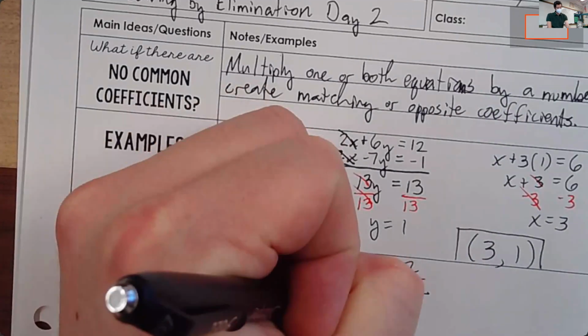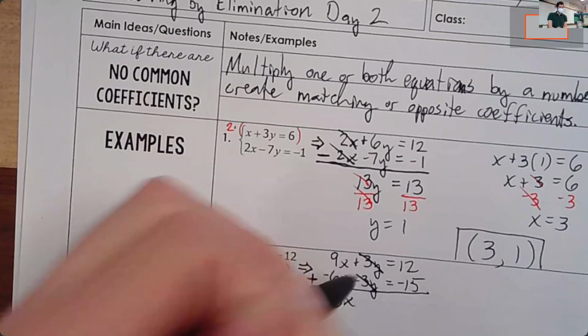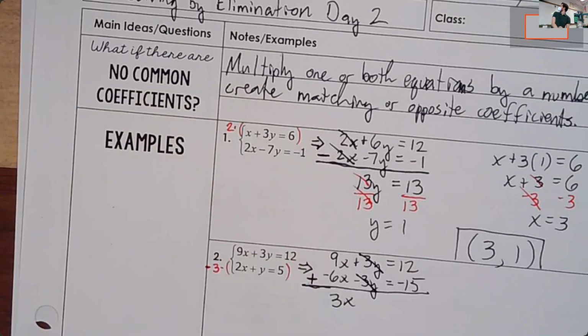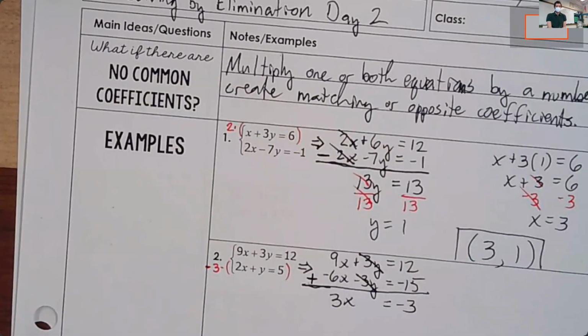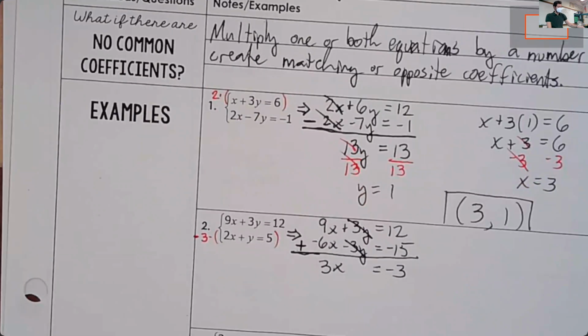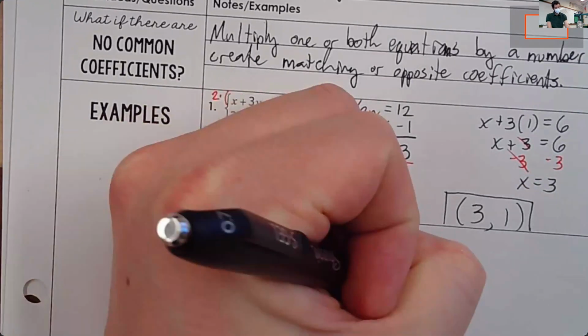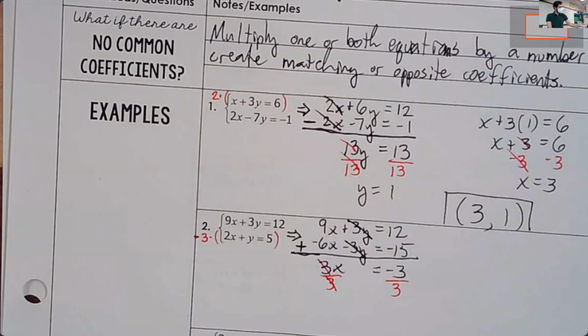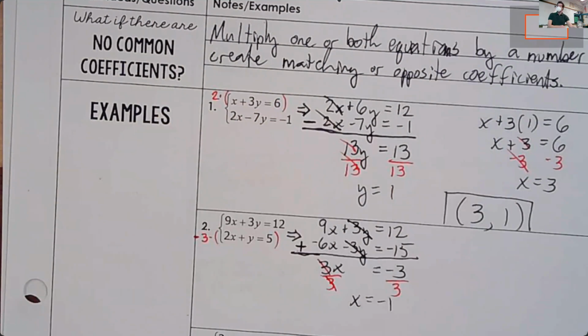So that's 3x. 3 plus -3 cancels out. So the y's are gone. And then 12 plus -15 is -3. So we have 3x equals -3. And then to solve for x, we're going to divide both sides by 3. And -3 divided by 3 means that x equals -1.